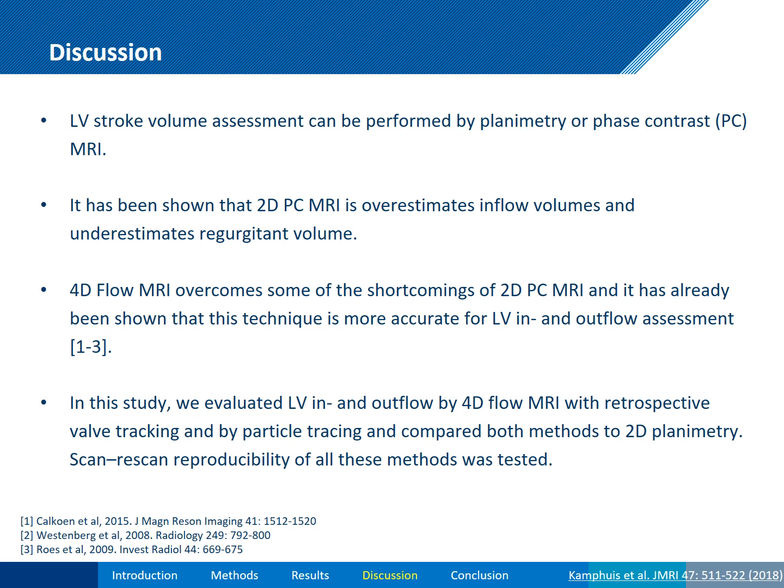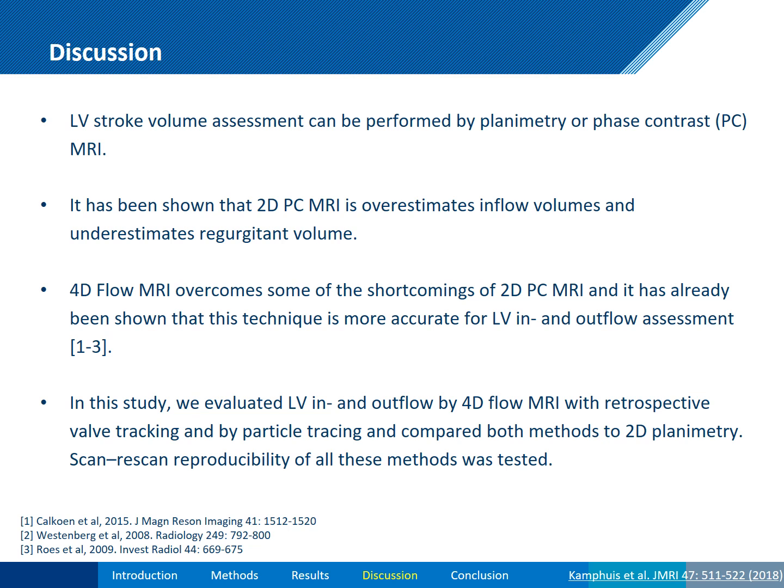In this study, we evaluated several methods for left ventricular in- and outflow volume assessment. From MRI, left ventricular stroke volume can be obtained by planimetry or phase contrast MRI. However, it has been shown that two-dimensional phase contrast MRI overestimates inflow volumes and underestimates regurgitant volume. 4D Flow MRI can overcome some of the shortcomings of 2D phase contrast MRI, and it has already been shown that this technique is more accurate for left ventricular in- and outflow volume assessment. Therefore, the comparison between 2D phase contrast MRI and 4D flow MRI was not repeated in the current study.